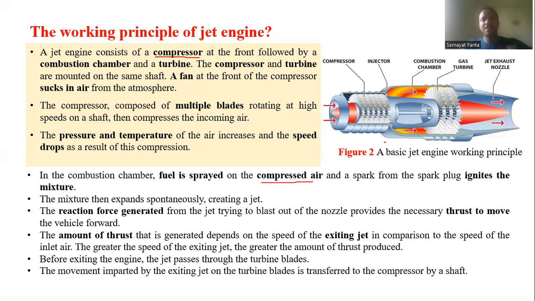And the mixture expands spontaneously, creating a jet. A high-speed hot gas jet will be produced from this combustion chamber, which goes through the nozzle section, the exhaust nozzle, at high speed. That produces thrust to move the vehicle forward. The amount of thrust generated depends on the speed of the exiting jet in comparison to the speed of the inlet air.